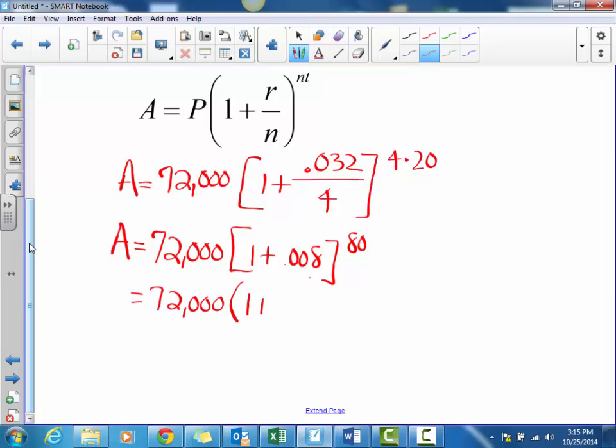72,000 times 1.008 to the 80th power. So in my calculator, I'm going to take 72,000 and multiply it by 1.008 to the 80th power. And when I do that, I'm going to see that my new amount owed to the bank will be $136,199.36.